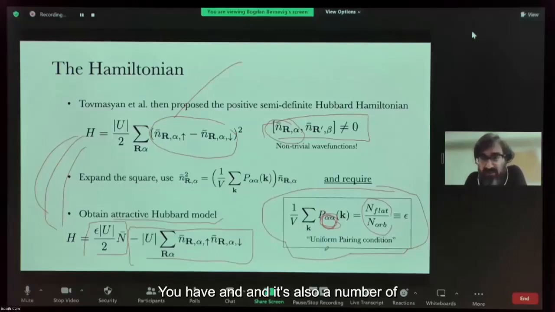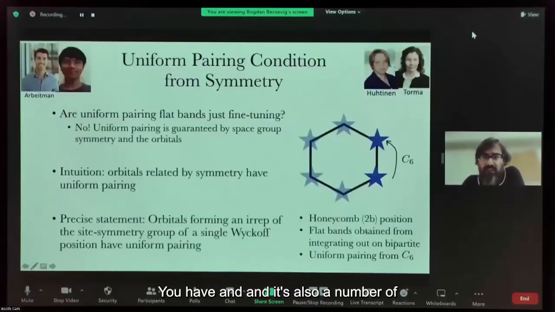So this is the projector in the number of flat bands. If you sum over the number of orbitals, but cancel this, then you're going to get the number of flat bands. So that's very easy. And the thing that we said yesterday is that this uniform pairing condition looks a bit strange, but it's not really strange.